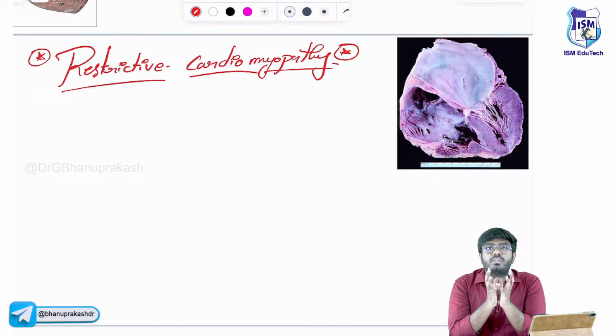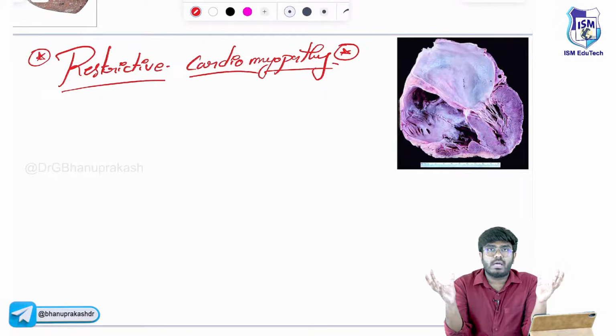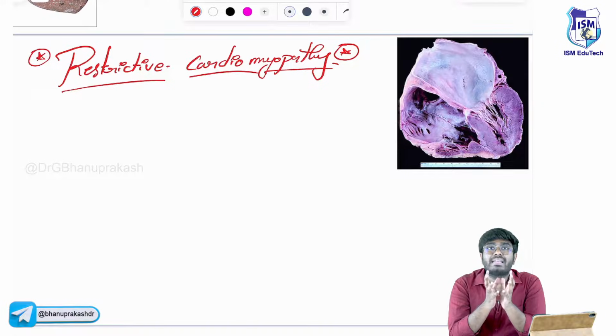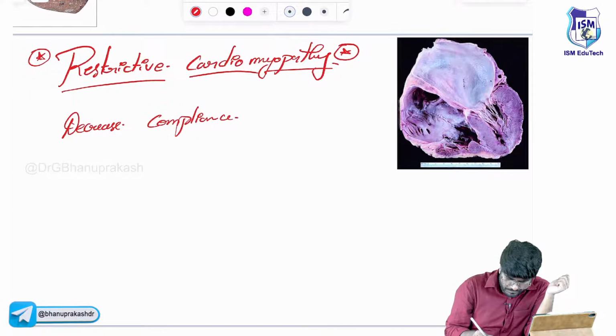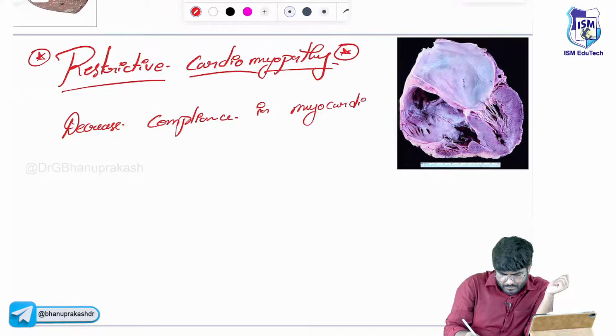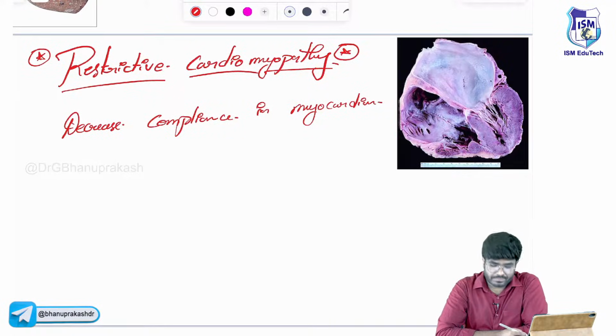Now they are stiff, so there is no proper relaxation of the heart. When the heart is not properly getting relaxed, it's again diastolic failure. The filling is not going to happen properly. The heart is not properly receiving the blood, so again diastolic failure. So important points: decreased compliance in myocardium. Okay, there is decreased compliance of the myocardium.